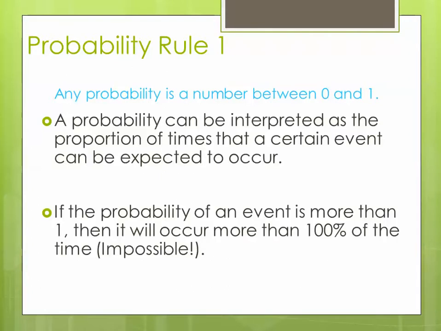If the probability of an event is more than 1, that means it occurs more than 100% of the time. Impossible. Also, if a probability is less than 0, it occurs less than never, which is again impossible. So if you ever get a probability that is greater than 1 or less than 0, you know you've made a mistake and you need to go back and find it.